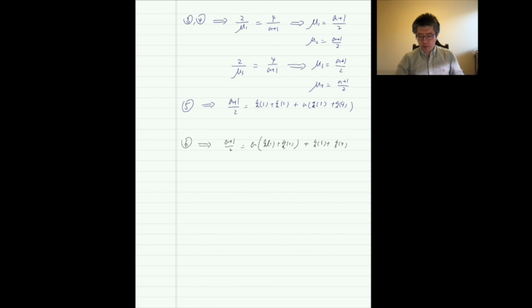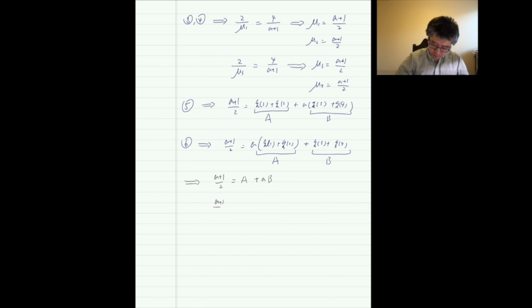Okay, so now we can see that Q1 and Q2 are kind of together, and Q3 and Q4 are kind of together, right? So if we group them, assume this is A, this is B, this is A, this is B, and then basically what we get here is 2 equations and 2 variables. Okay, and from here we can solve for A and B, right?